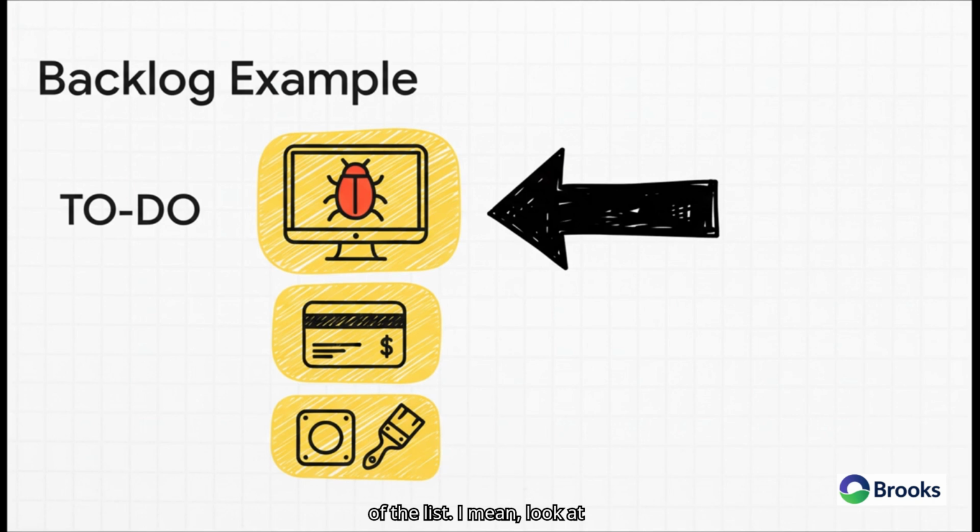I mean, look at this example. If you have a critical bug that's stopping users from logging in, that's priority number one, period. A new payment option is valuable, sure, but it can wait. Changing a button color, that's way down the list. The backlog makes these priorities clear to everyone.